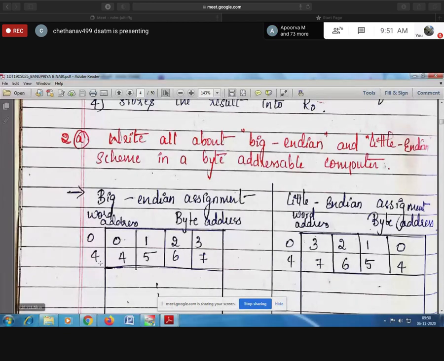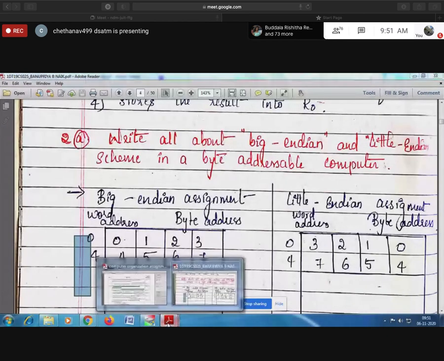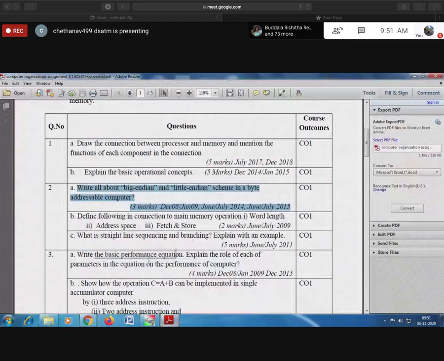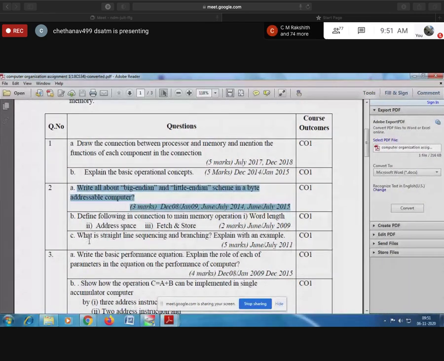So we have a space here. I will write the data to the memory. That is writing, fetching, and storing. Now we have straight line sequencing and branching. Straight line sequencing and branching is quite simple. Straight line sequencing means what? We have n number of instructions in the program.